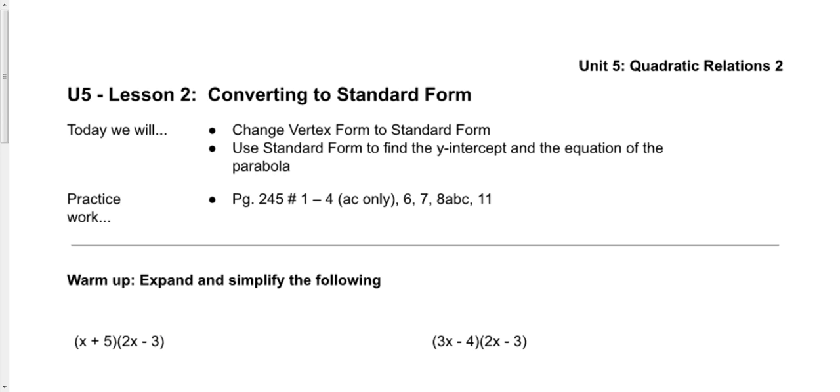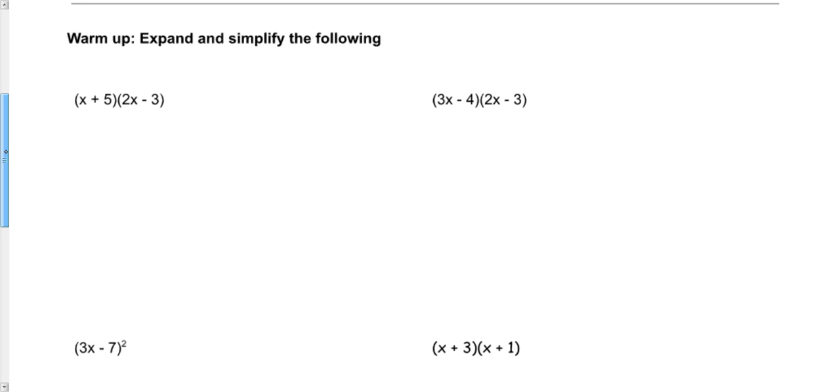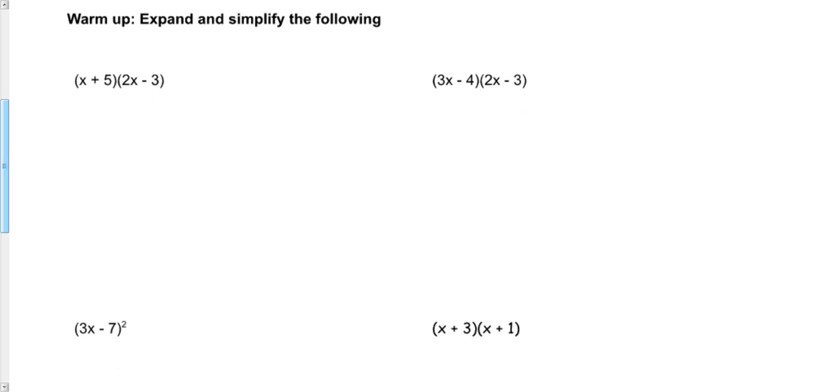So last day we looked at multiplying two binomials using the FOIL pattern, and so we'll continue using that skill as we do lesson 2, which is looking at converting quadratic equations that are in vertex form down into standard form. So as part of our warm-up, we'll just quickly review how to simplify two binomials and multiply them together. So again, we're going to use our first, outside, inside, and last method in terms of multiplying the two binomials.